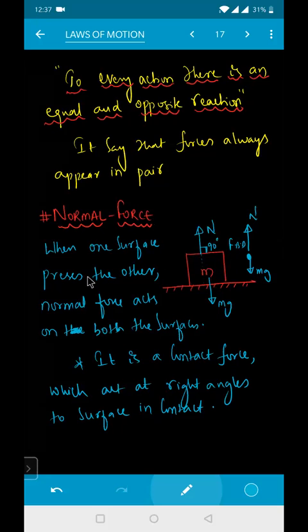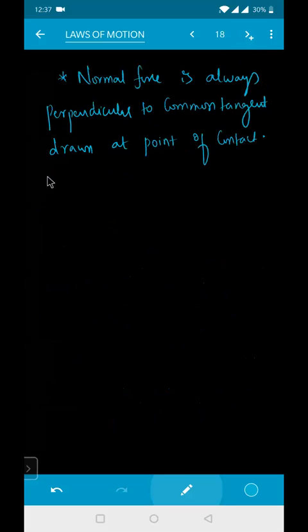Yes, sir. So what is a normal force, beta? When one surface presses the other, normal force acts on both the surfaces, and it is a contact force. It comes into play only when two bodies are in contact. If two bodies are not in contact, there is no force acting on the given body. Let me give you some examples for this.